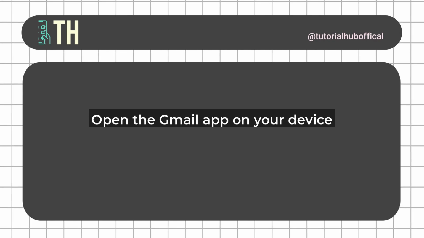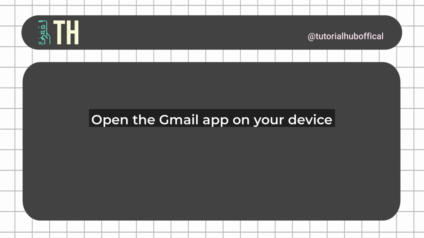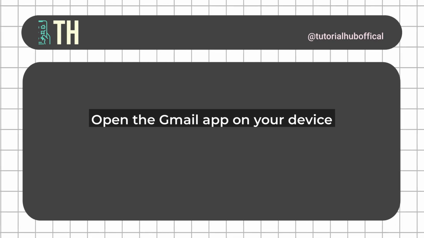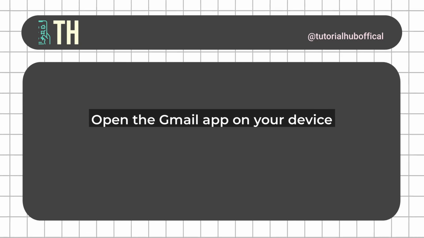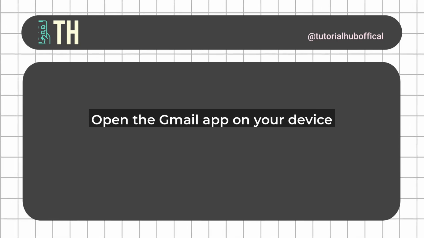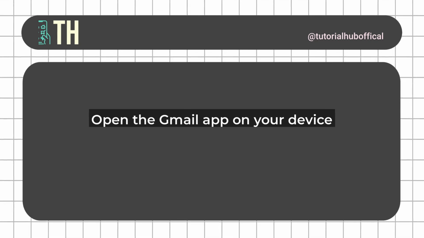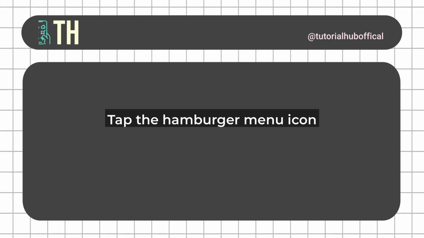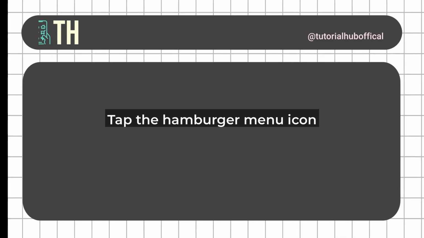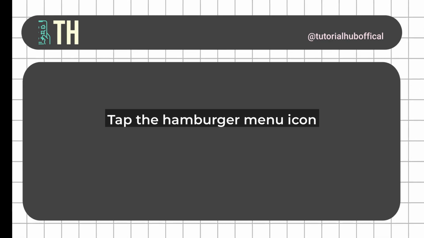Today, we're diving into a super handy topic: how to view archived emails in the Gmail app for 2025. If you've ever accidentally archived an email and then spent ages hunting for it, this quick guide is for you. Archiving is a great way to keep your inbox clutter-free, but accessing those hidden gems can be tricky if you don't know the steps. Let's jump right in.